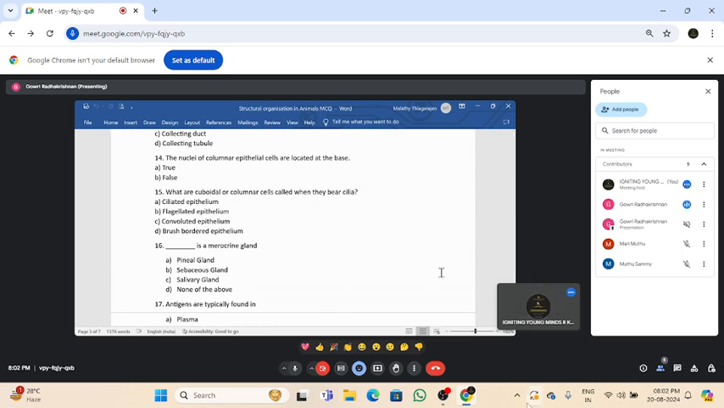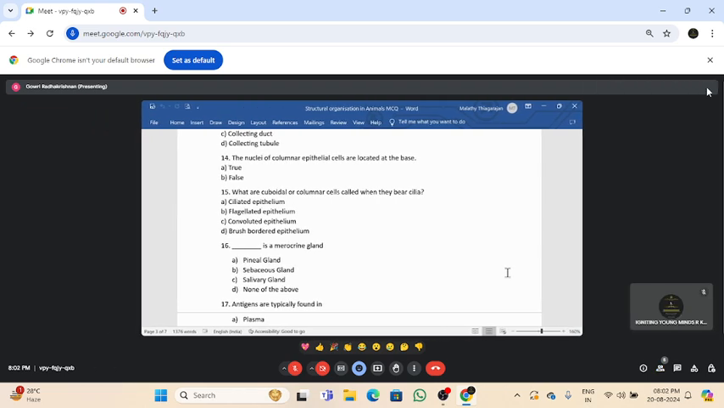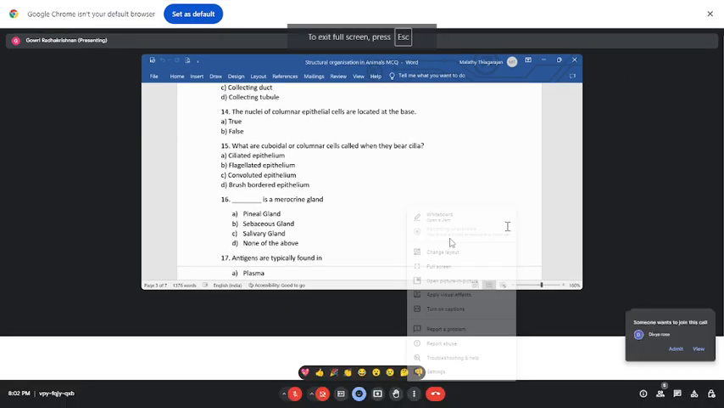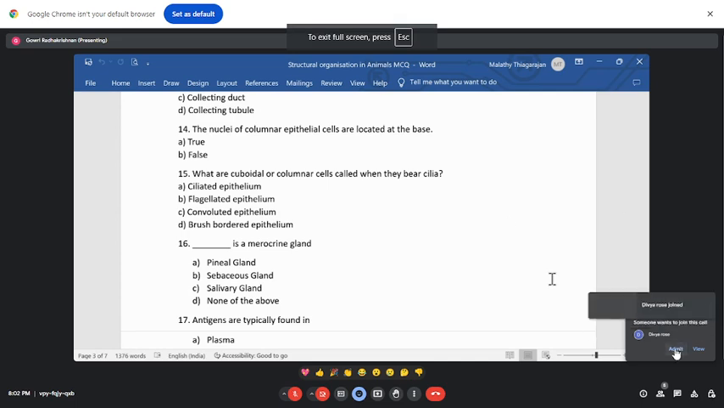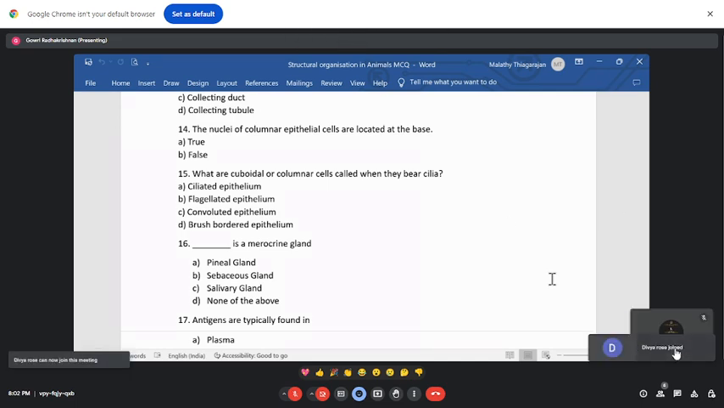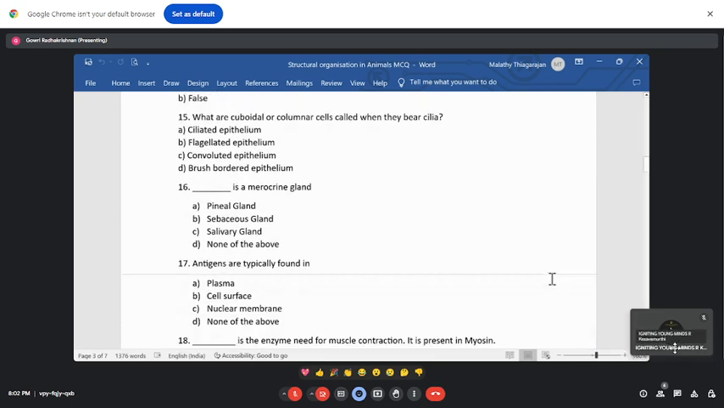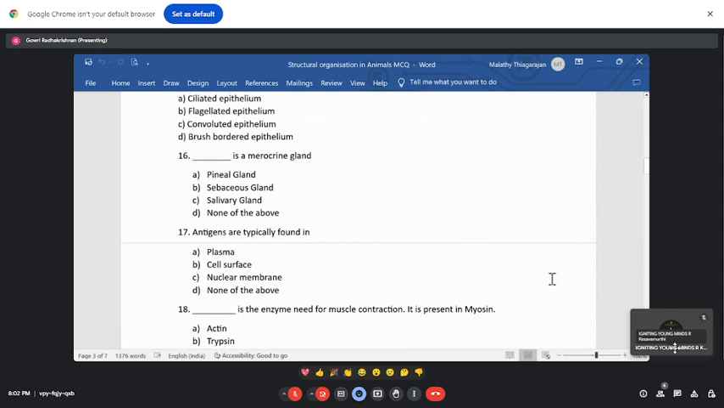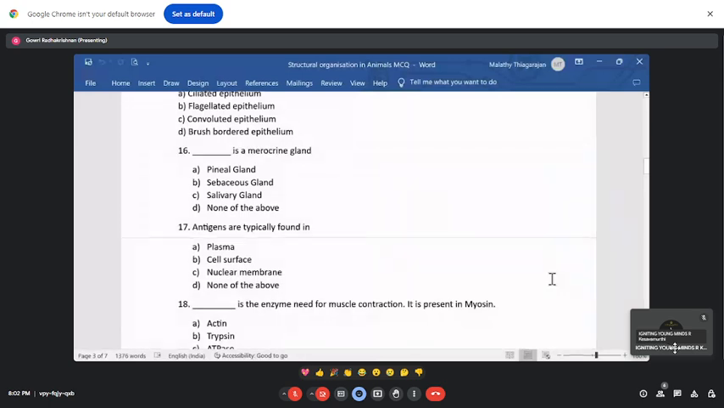Okay. 15th. What are cuboidal or columnar cells called when they bear cilia? Ciliated epithelium. Brush-bordered epithelium has microvilli. It is not flagellated epithelium or convoluted epithelium. The epithelium which has cilia on one side is called ciliated epithelium. All right, number 16. Dash is a merocrine gland. That is a salivary gland.